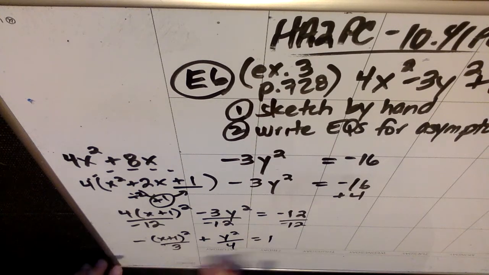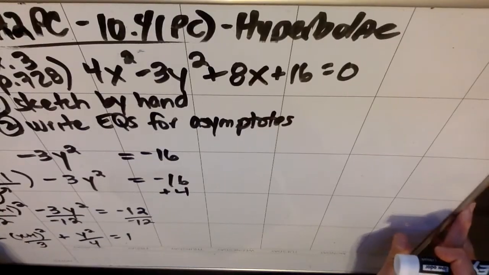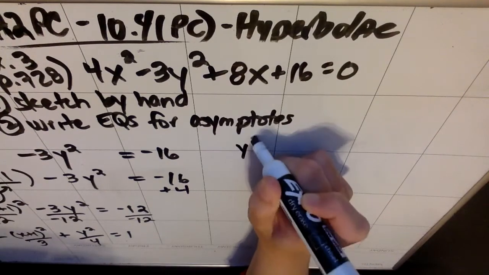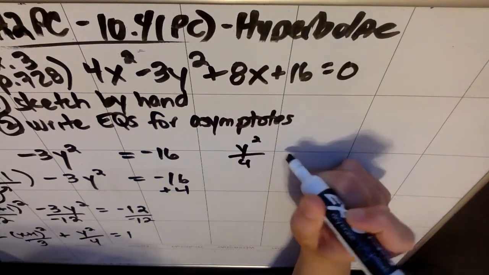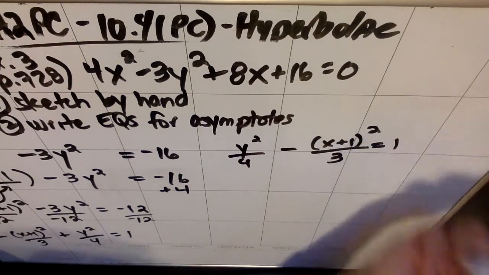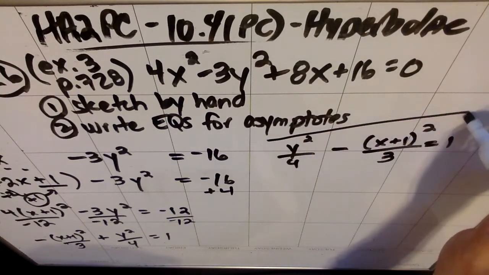So if I use this in standard form, right? So if we slide back over here and write our standard form equation, that means that my standard form equation is going to be y squared over 4, because that's the positive one, minus an x plus 1 quantity squared over 3 equals 1. So this is the equation I need to use, right?